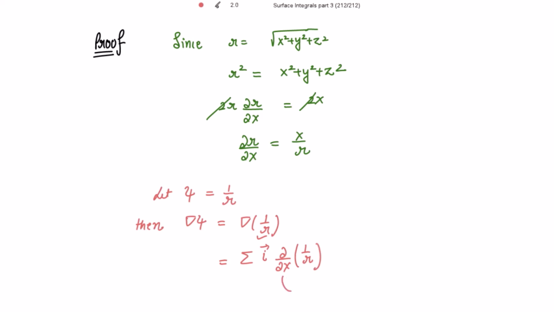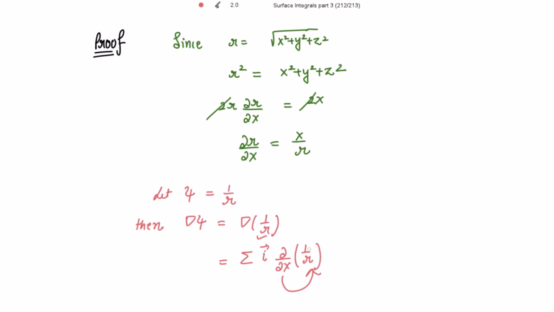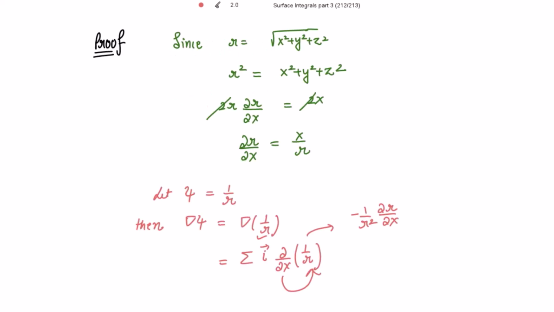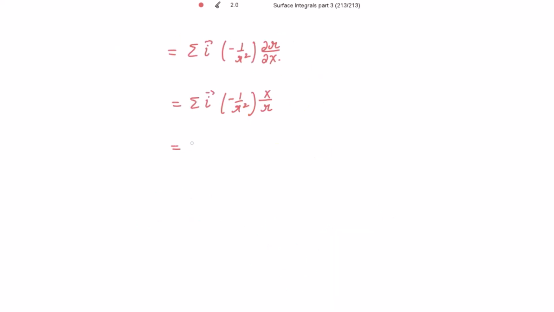Right? And now we have to differentiate this with respect to x. We get the summation of i vector, and we have to differentiate 1 by r with respect to x. So we get negative 1 by r squared times the partial derivative of r with respect to x. And just now we have calculated that the partial derivative of r with respect to x is x by r. So this is equal to the summation of i vector times negative x divided by r cubed.